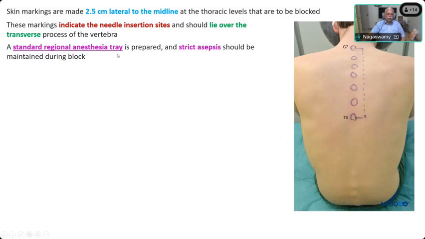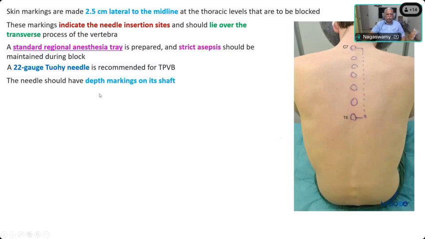The standard regional anesthesia tray with all the antiseptics and other preparation will be there, and you have to use the aseptic technique. Then you can use a 22 gauge Tuohy needle. If you want to do a continuous paravertebral block, you can ideally use a 18 gauge Tuohy needle, and it is better that the needle has markings on its shaft so that you know what is the depth that you will be inserting. Otherwise, there are depth guards to use.